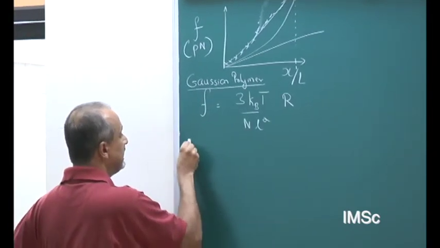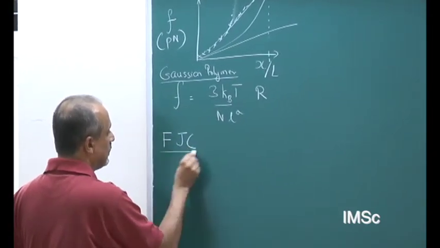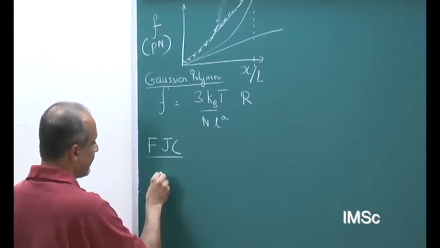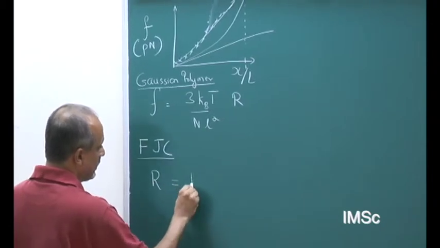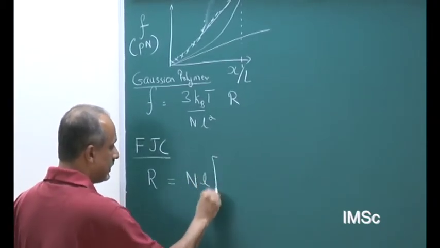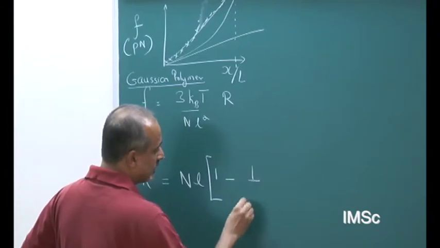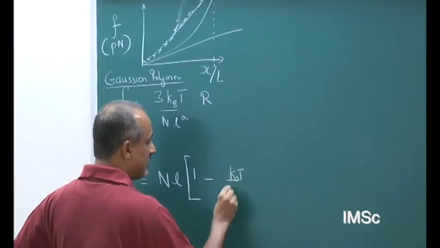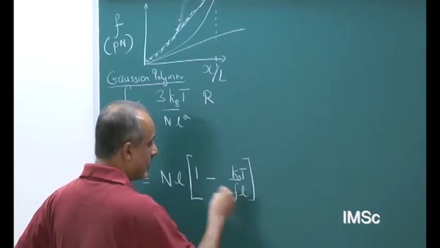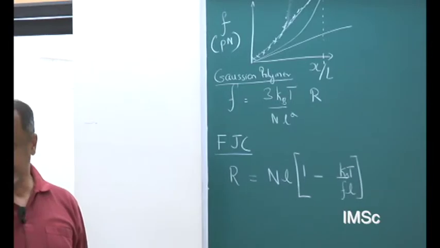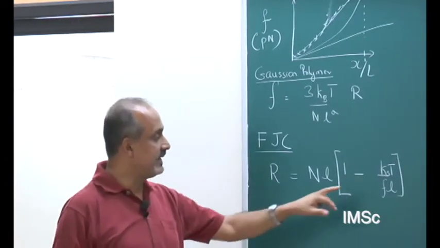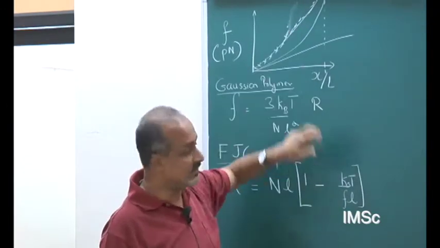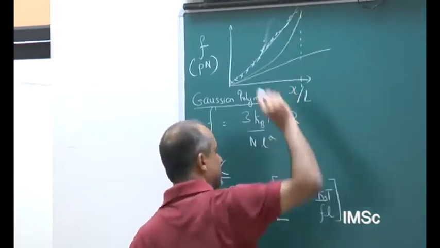Then for the freely jointed chain, we had a result that said that the extension, let us say r here, was n times L into 1 minus 1 over, and I had a factor of kBT divided by f times L, where L was the basic size of the step. So as I made f large, this quantity would go to nL. So that's what this divergence is like here. It comes from here. So it goes up like that.